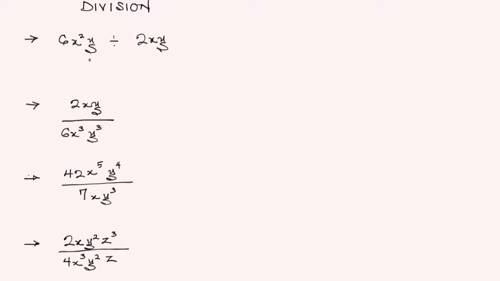So this is going to be equal to 6x squared y over 2xy. So 2 can divide 6 to give us 3. Now x will cancel out one of these x's to give us x, and y can cancel out y. So we're left with 3x. For the second one, we have 2xy over 6x cubed y cubed. Now 2 can cancel out 6 here to give us 1 over 3.